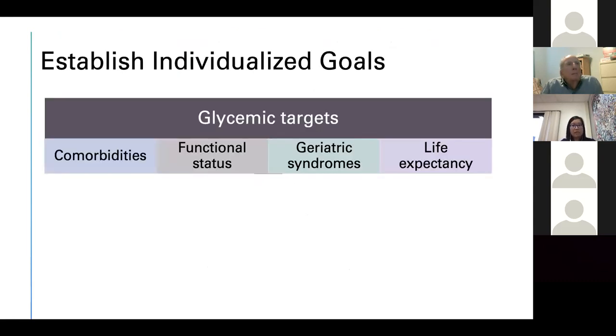So in terms of establishing individualized goals, for our older patients, we pay close attention to comorbidities, functional status, geriatric syndromes, and life expectancy. A patient who has dementia often has multiple comorbidities. Their functional status may be poor. They often have associated geriatric syndromes such as frailty or falls, and their life expectancy may be more limited.